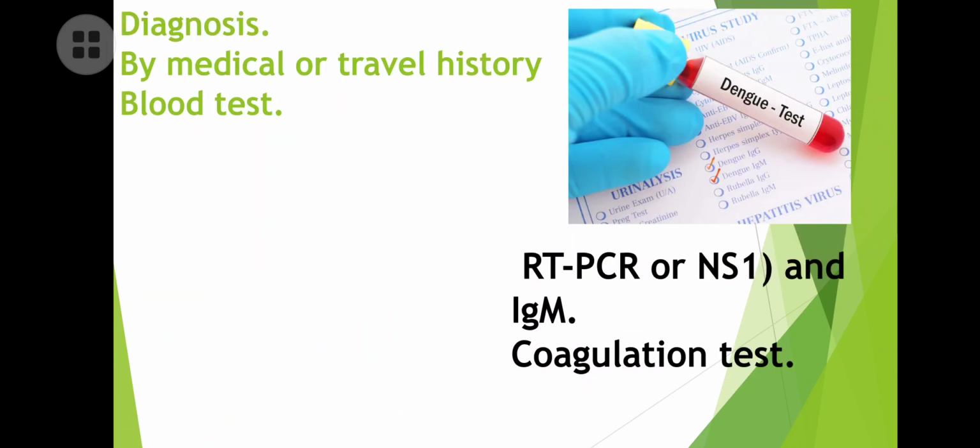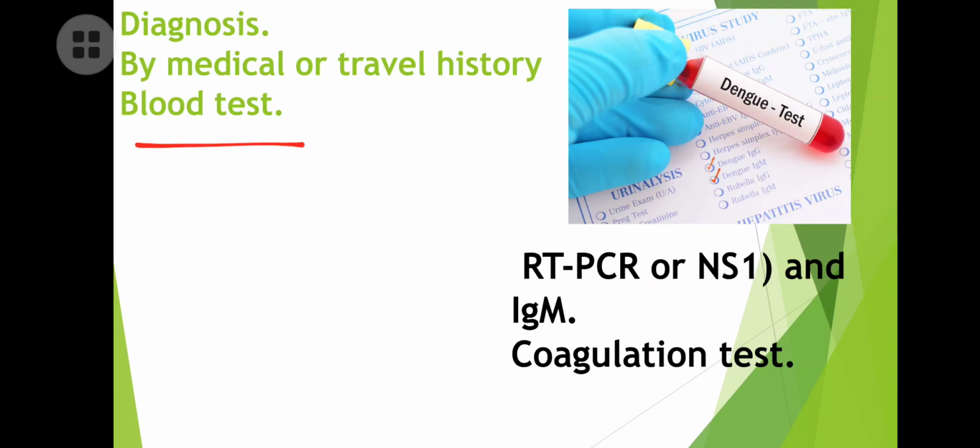Diagnosis: very important diagnoses are done here. By medical or travel history or blood tests, we diagnose the disease. We ask the patient if they have traveled to dengue-prone areas where dengue is widely spread, like tropical or subtropical areas, or places with a huge population where there are sewage and garbage systems. These are all basic things the doctors will ask, and then they will do some blood tests to identify which type of virus is present. That is very important.